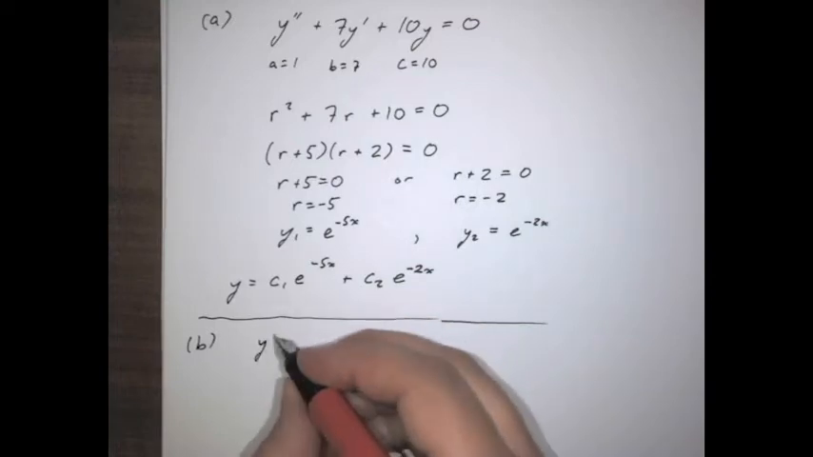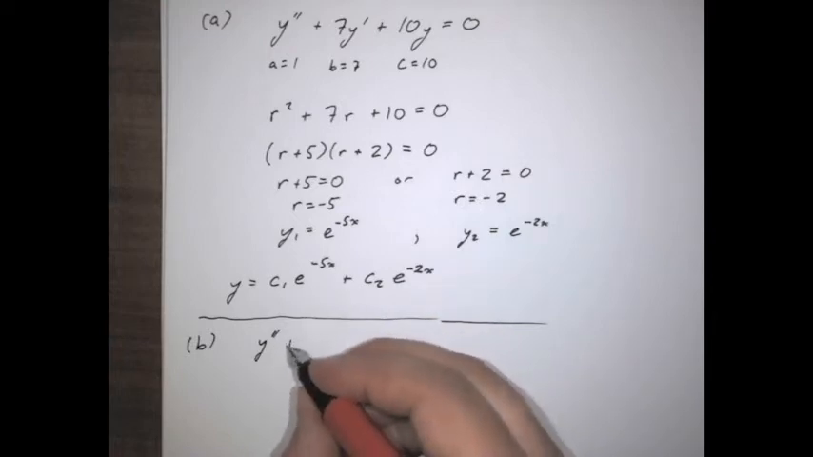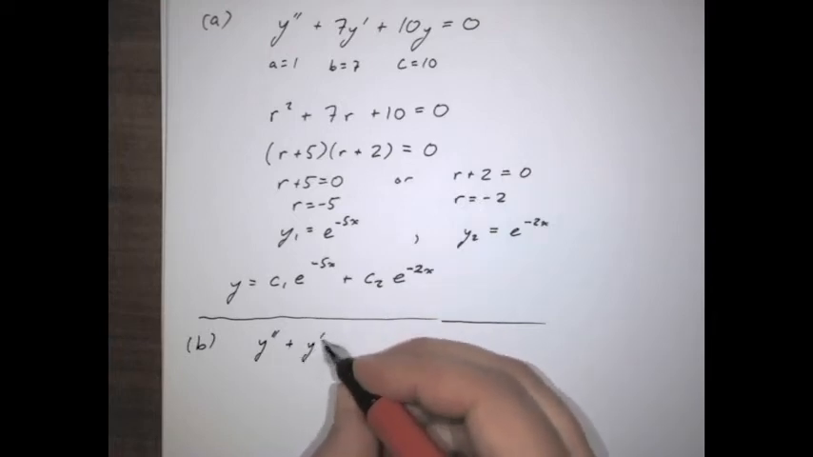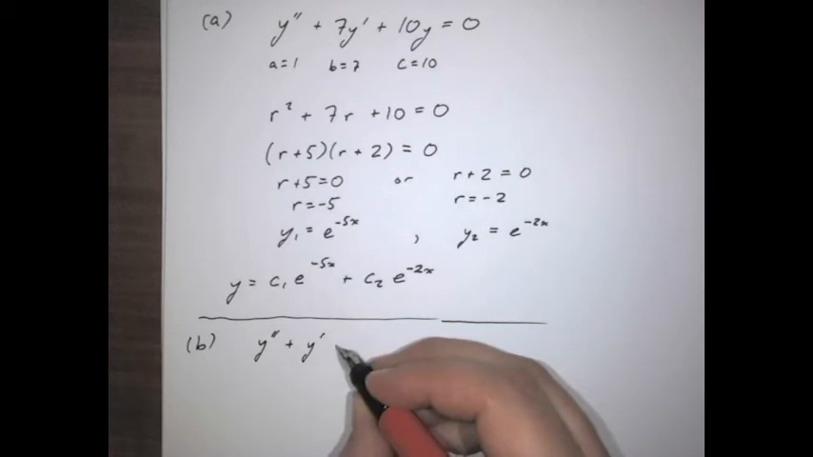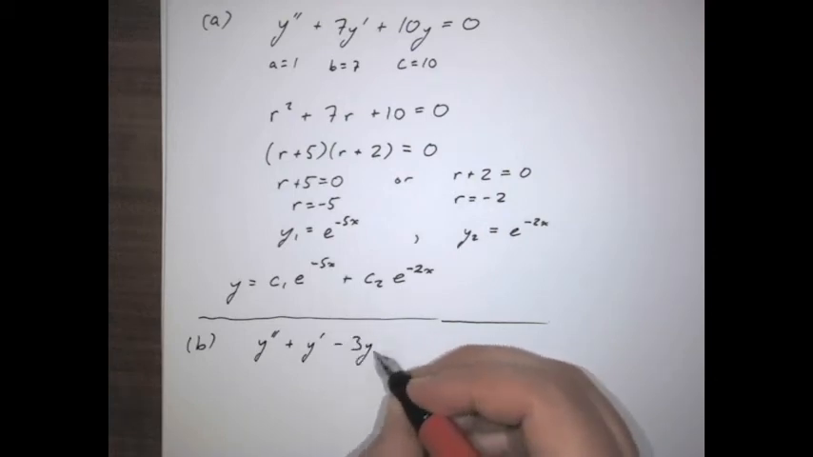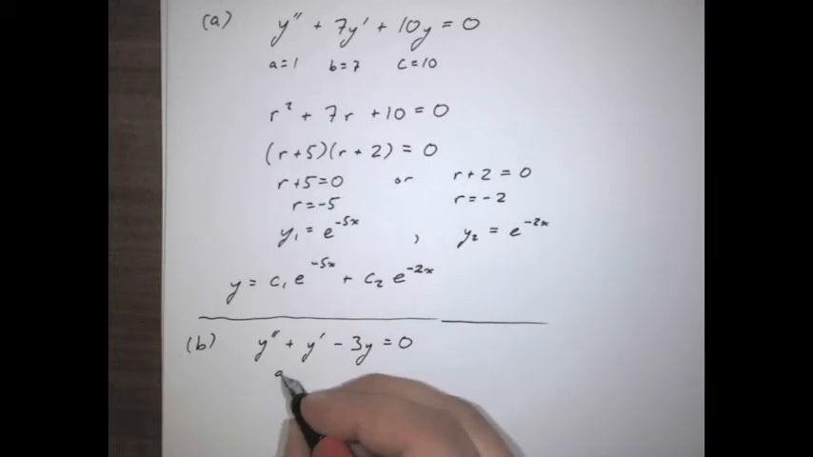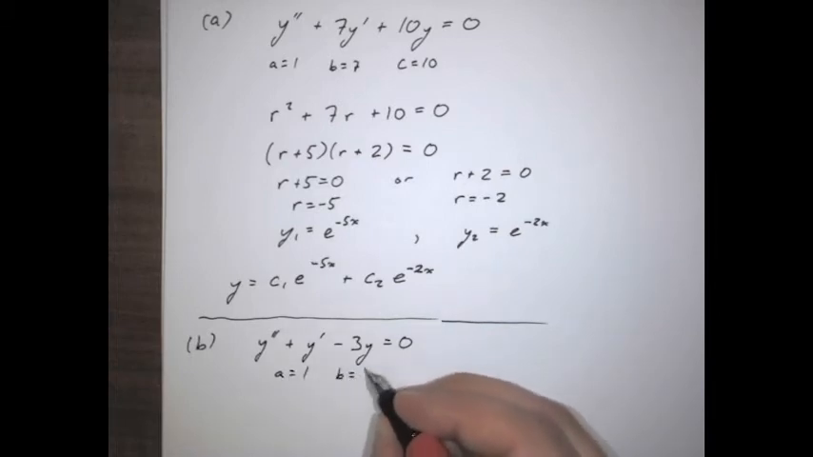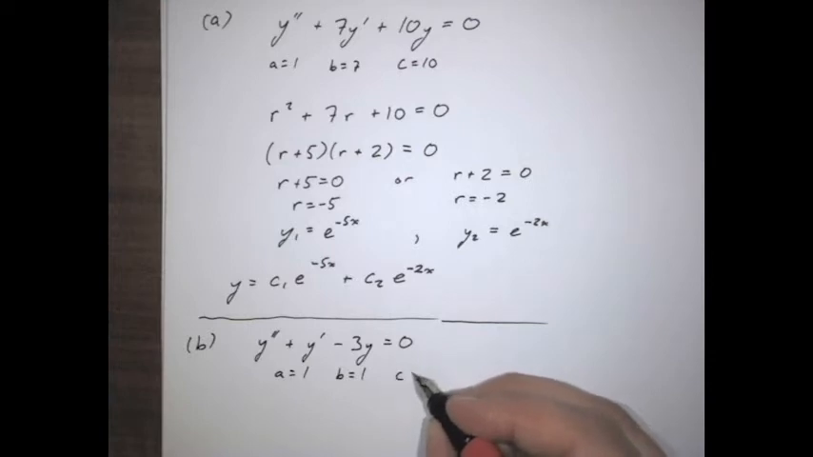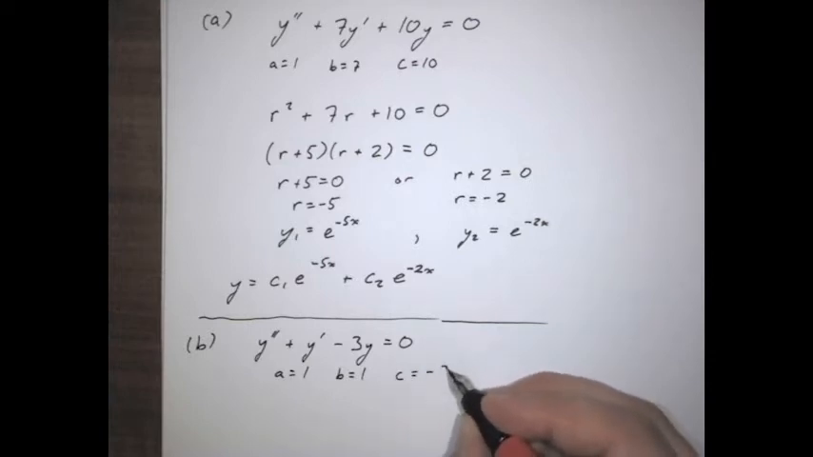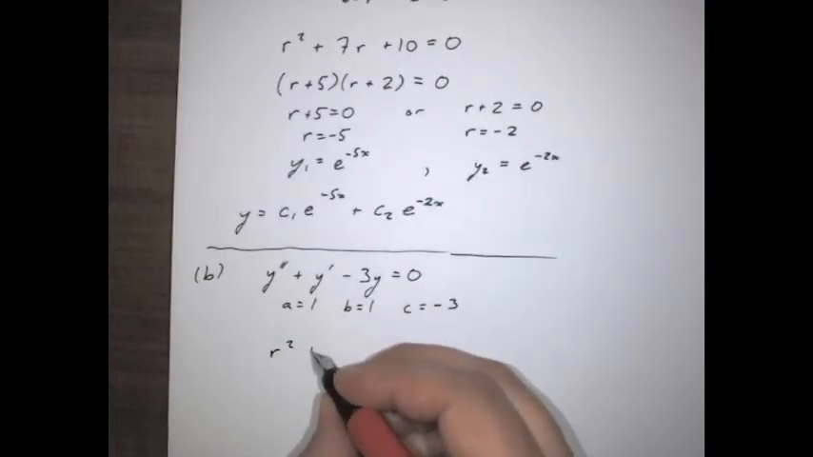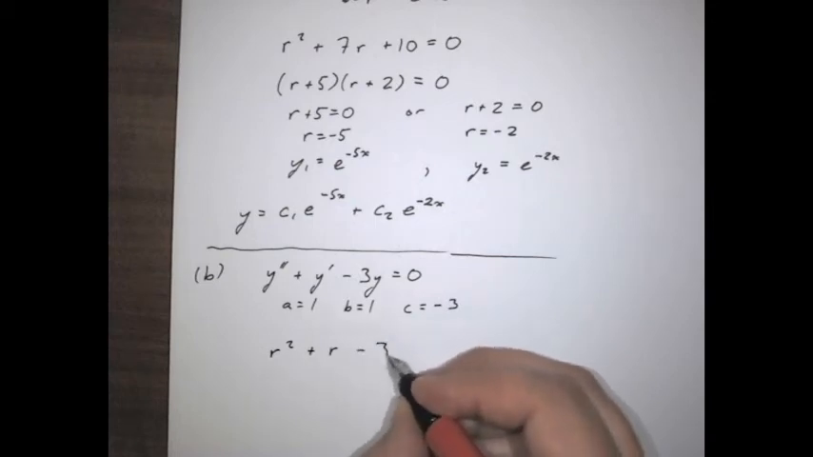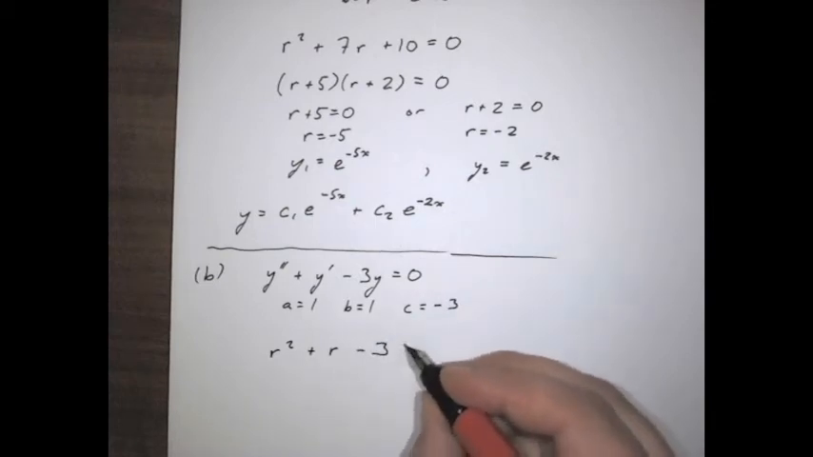So let's say we had instead something like this. y double prime plus y prime minus 3y equals 0. So now we've got an a of 1, a b of 1 again, and a c of negative 3, which gives me the characteristic equation of r squared plus r minus 3 equals 0.